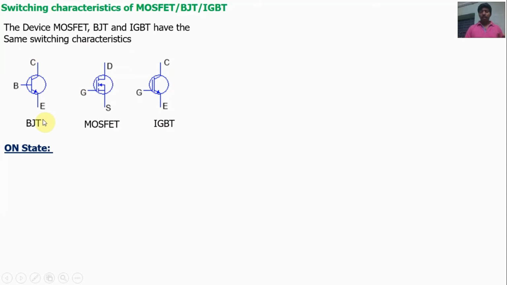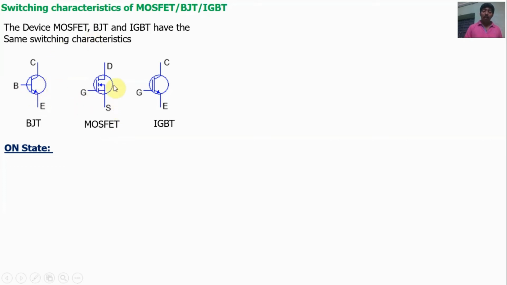Based on the base emitter voltage and base current, the device will go on or off. Here, always the voltage applied between drain to source is positive. Also for the IGBT, the voltage applied between collector to emitter is always positive, but on and off depends on the gate voltage. Here VB is the base emitter voltage. When VB is greater than 0.7, the device will be on. When VB is less than 0.7, the device goes to the off condition.